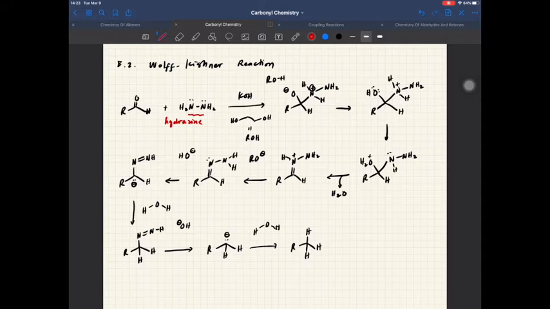Hydrazine, or any amino group, has a relatively strong nucleophilic nitrogen. So this nitrogen is a borderline strong nucleophile. It attacks the electrophilic center of your carbonyl group to form this alkoxide intermediate. Our alkoxide intermediate is a strong base, so it can abstract a proton. By the way, this reaction occurs in the presence of potassium hydroxide and ethylene glycol, or ethane-1,2-diol. So this alkoxide will abstract the hydrogen of your alcohol, of your ethylene glycol, to form this type of product here.